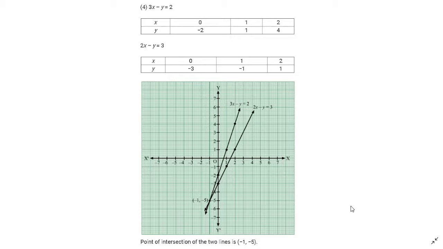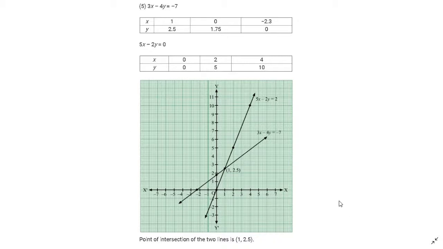Okay, the next example, example number 5. 3x minus 4y is equal to 7, 5x minus 2y is equal to 0. Put the value 1 and find the value. These may come out as complex numbers, fractional values, or decimal numbers. So no problem actually, because even when we get such numbers, we can calculate them easily.